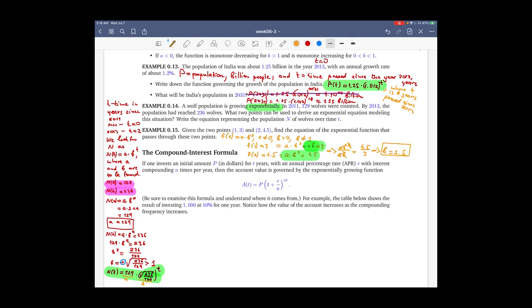And now once I know b, I can use the first equation, ab equals 3, to find a. So a is 3 divided by b, which is 3 divided by 1.5. And so a equals 2, excuse me. 3 divided by 1.5 is 2. So now we know that f is simply 2 times 1.5 to the power x.